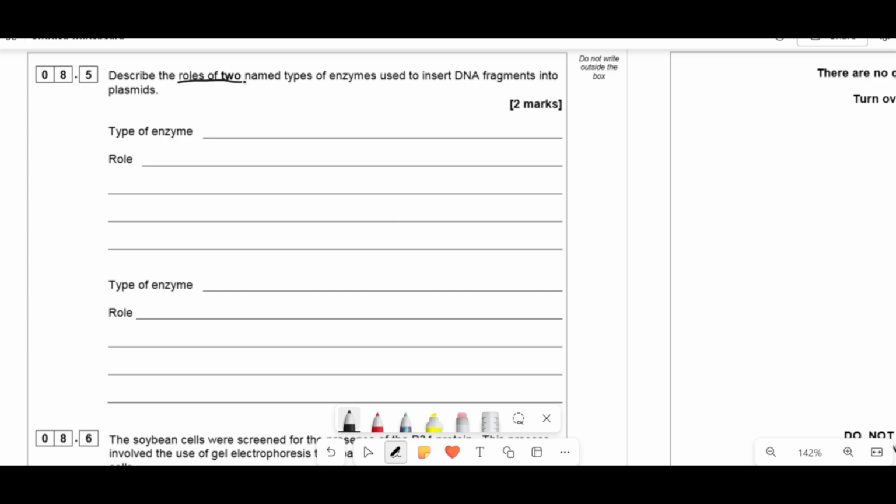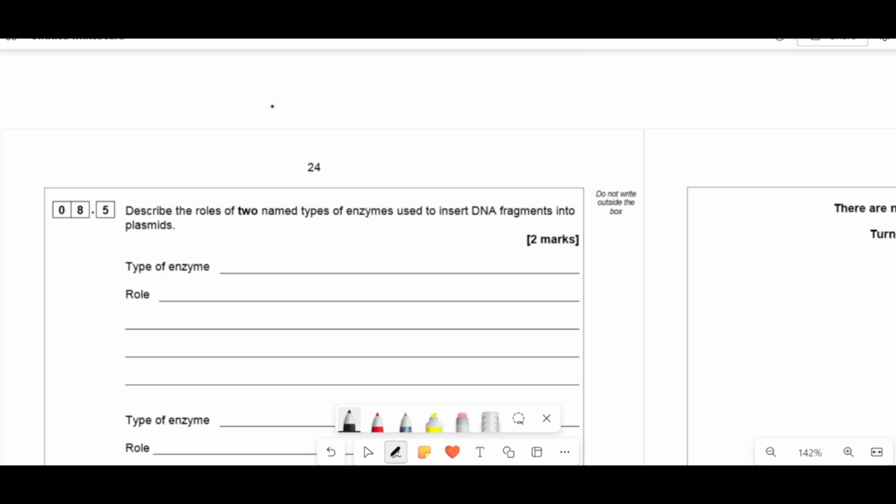Now it says, describe the roles of two enzymes that can insert DNA fragments into plasmids. So a fragment of DNA literally is just a piece of DNA with whatever you want in it, right?